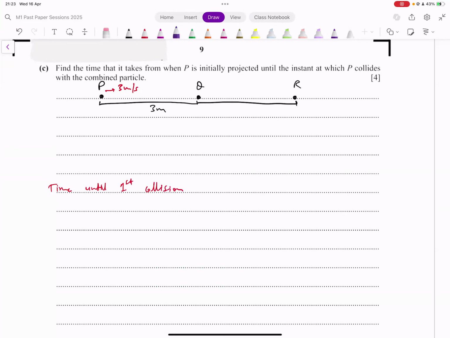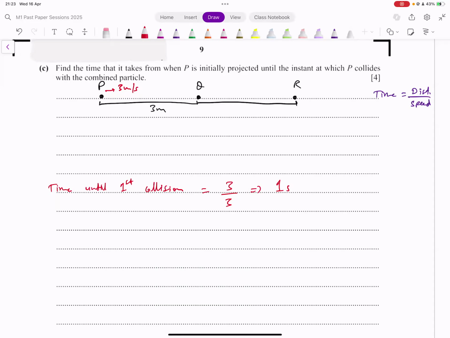Since there's no acceleration, acceleration is 0, we can use the simple speed equals distance over time formula, or time equals distance over speed. That's what I'm going to use here. Time equals distance over the speed. What does this turn out to be? Distance is 3, speed is 3. That's 1 second. So until the first collision, 1 second passes. All right. Now, what happens after that?